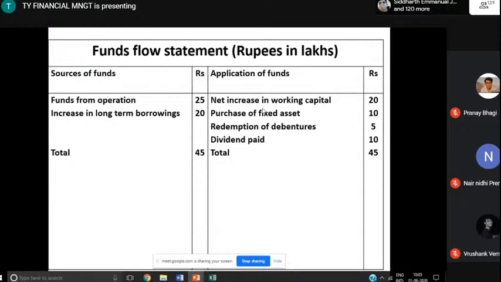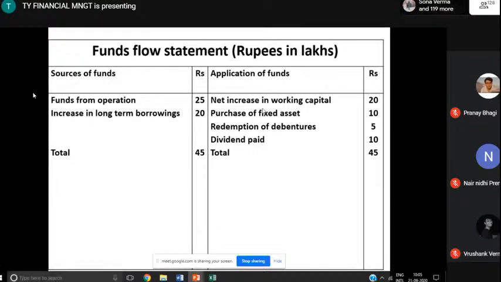Tell me. Funds from operation, business cash balance increased. Increase in long-term borrowing, business cash balance increased. Net increase in working capital, business cash balance decreased. Purchase of fixed asset, business cash balance decreased. Redemption of debentures, business cash balance decreased. Dividend paid, business cash balance decreased.